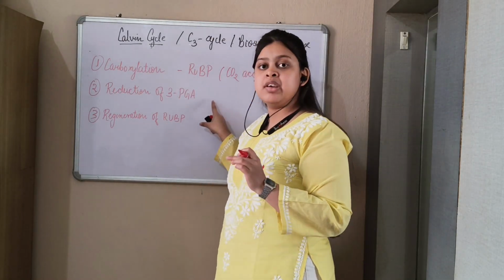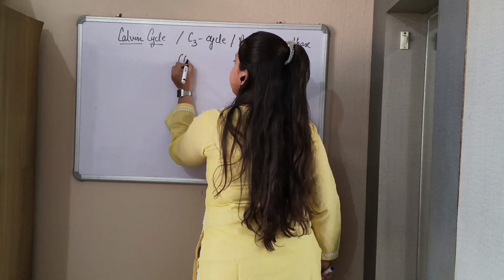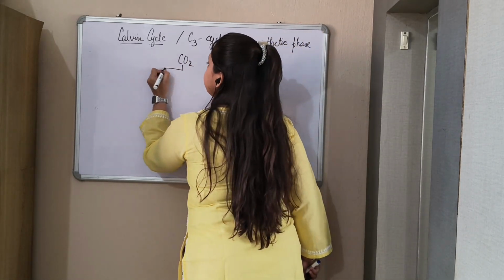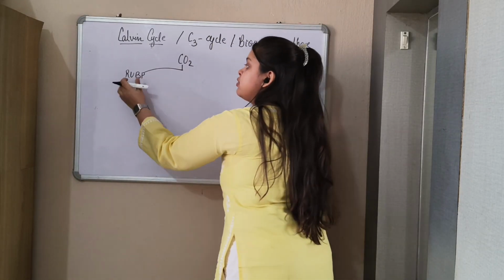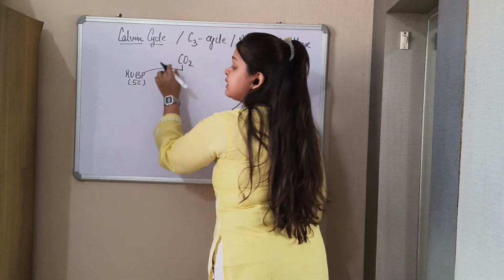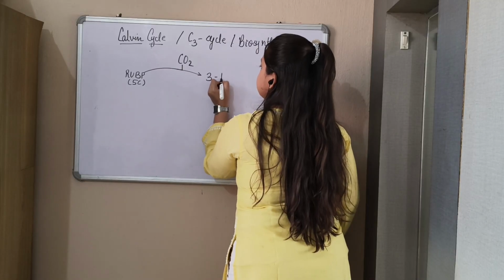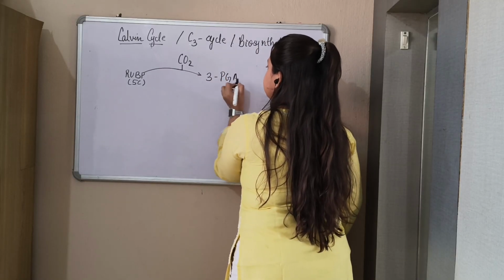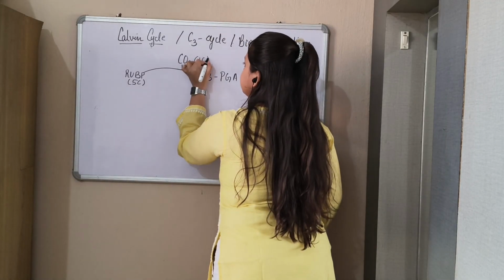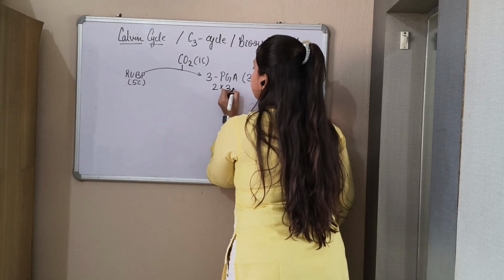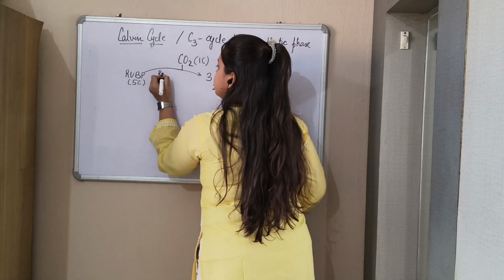Now we will see the three events in the C3 cycle. As I said, the CO2 molecule from the atmosphere is accepted by a RuBP molecule, ribulose 1,5 bisphosphate, a 5 carbon ketose sugar. It is a CO2 acceptor and forms the first stable compound, 3-phosphoglyceric acid, which is a 3 carbon compound. So this is 1 carbon, this is 5 carbon, and two molecules of 3 carbon compound make 6 carbon. In this process, the enzyme used is Rubisco.